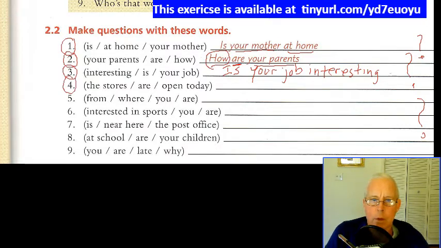Number 4, yes, no. The stores are open today. That, of course, sounds like a statement. It is a statement. But if we put it in this order, are the stores open today? Are the stores open today? That's the question. Yes, no. Yes, they are. No, they aren't. No, they are not.